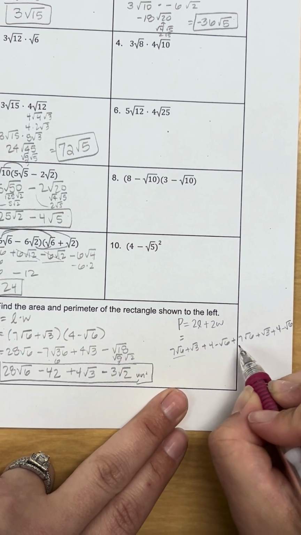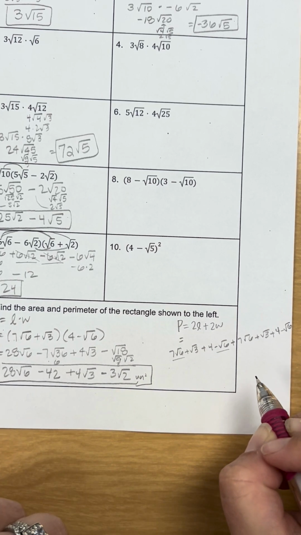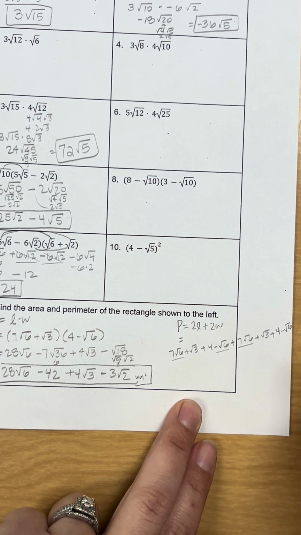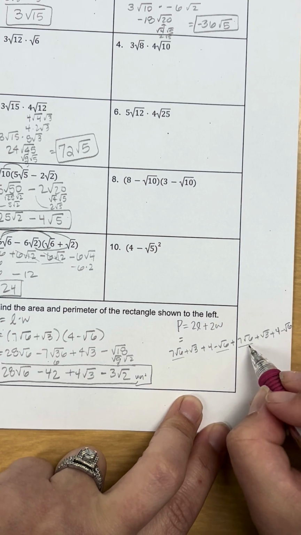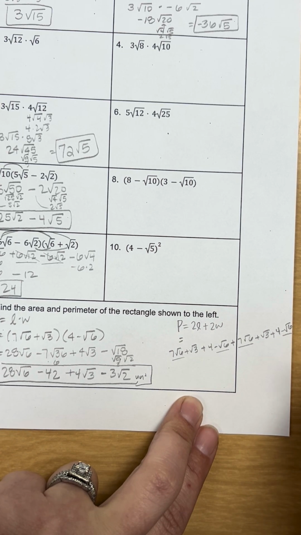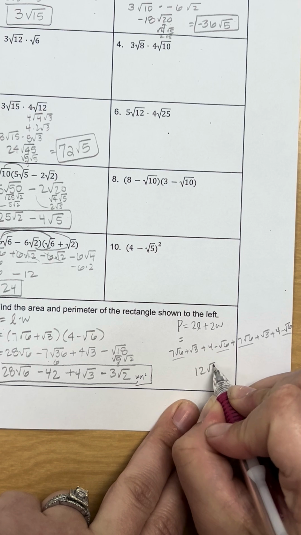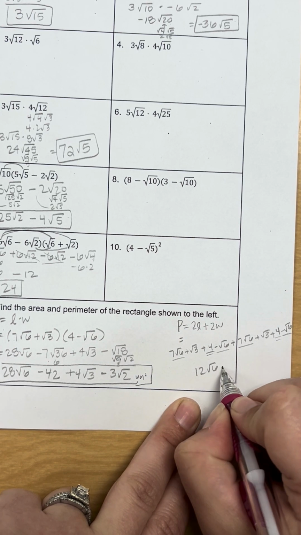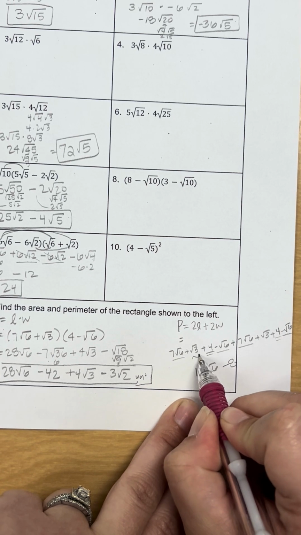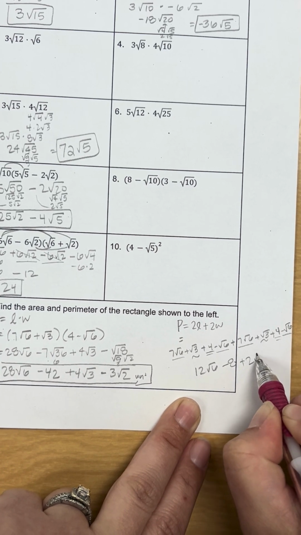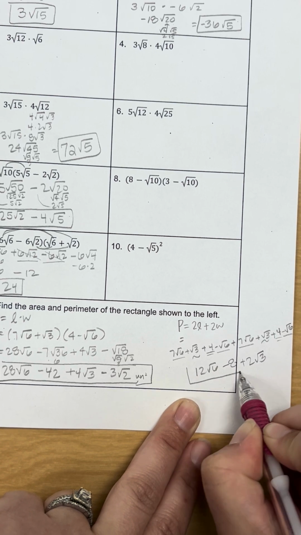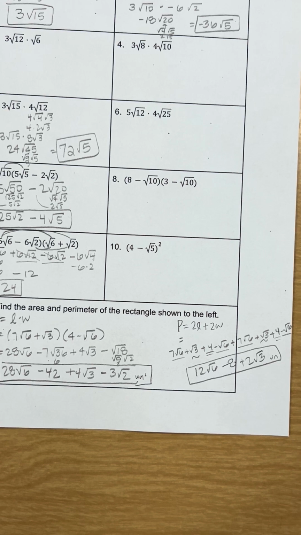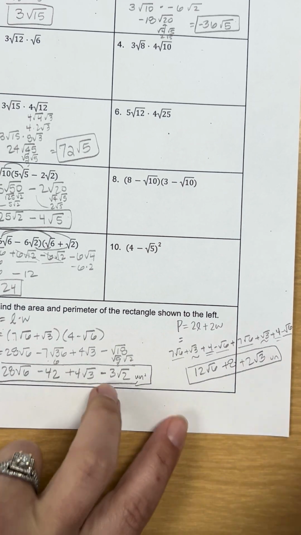And then I can just combine my like radicals. So 7 radical 6 minus 1 radical 6 would be 6 radical 6, plus 7 radical 6 would be 13 radical 6, minus 1 radical 6 would be 12 radical 6. 4 plus 4 is 8. Oops, I skipped. And then the radical 3 plus radical 3 would be 2 radical 3. Those do not have to be written in a certain order, and that would just be units. They're not squared there. Sorry, plus 8. My apologies on that.